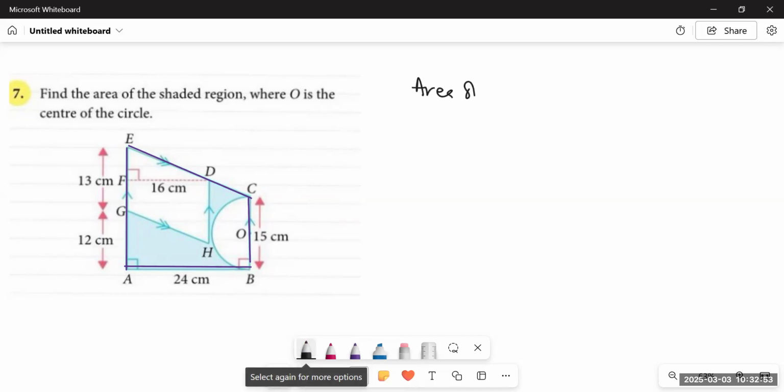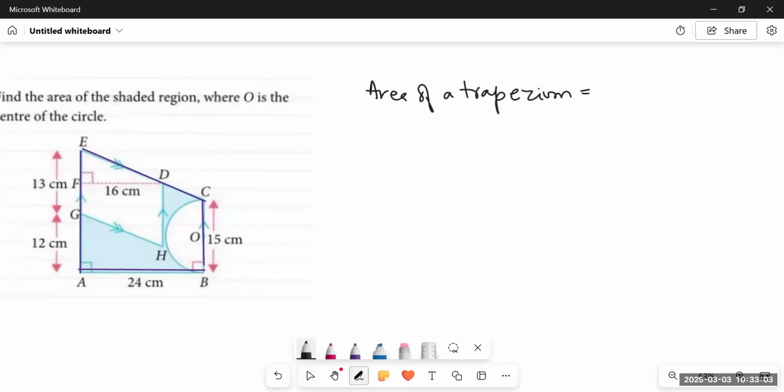Area of a trapezium is equals to parallel line 1 plus parallel line 2. In this case, we have AE is parallel to BC. And then we just divide it by 2 and then multiply it by the height. And since we have a 90-degree angle at point A, AB is the height.